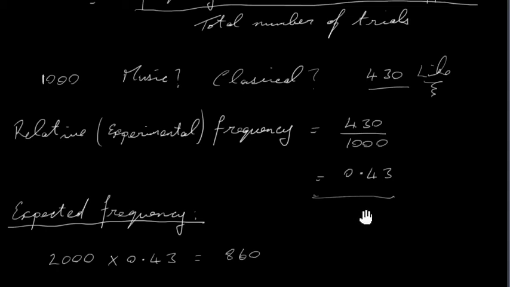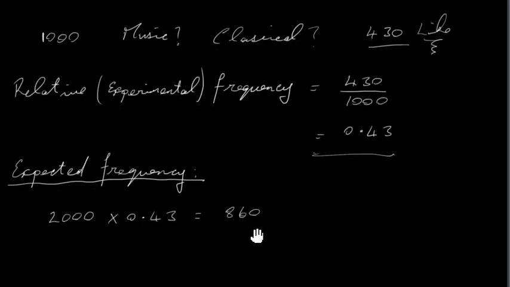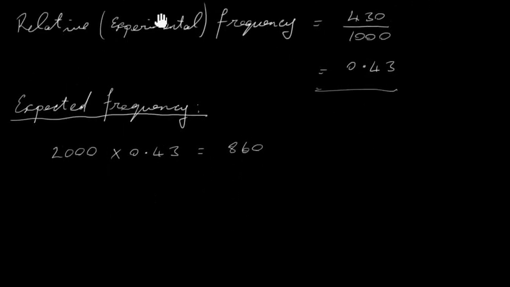If you then decide to go out and sample another 2,000 people, or get someone else to, how many people would you expect to like classical music? You use this relative frequency result that we got here. You just simply multiply your 2,000 by 0.43 and you get 860. So you haven't actually carried this out yet. You're trying to predict how many people you would expect to like classical music. Now you can also use theoretical probability. If you don't have relative frequency, you can use the theoretical probability to work out expected frequency as well.